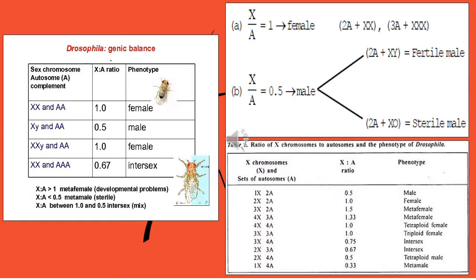Who have an X and Y chromosome. When this X and Y chromosome is divided by the number of autosomes, that means the individual has half the number of X chromosomes as compared to the previous case. Over here the ratio is 0.5, but since this individual carries a Y chromosome, this will be a fertile male. In another scenario, if the individual carries only a single X chromosome and no Y chromosome is present, then also if we divide a single X chromosome by two autosomes, the ratio will come to 0.5. But this individual will be a sterile male.